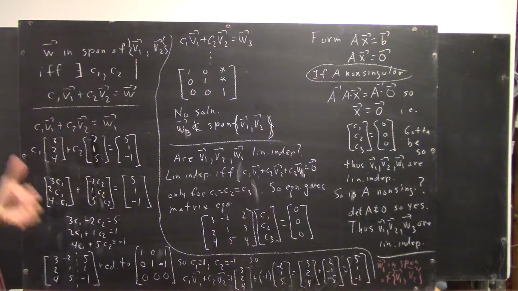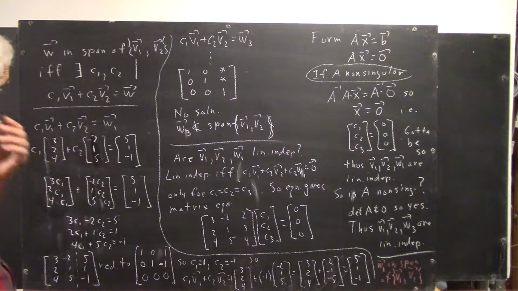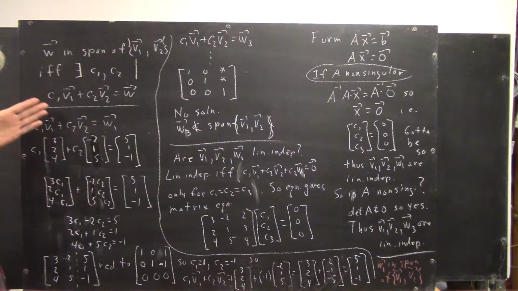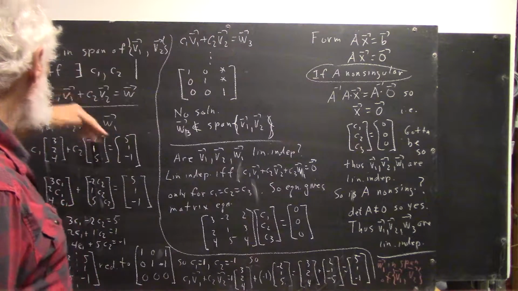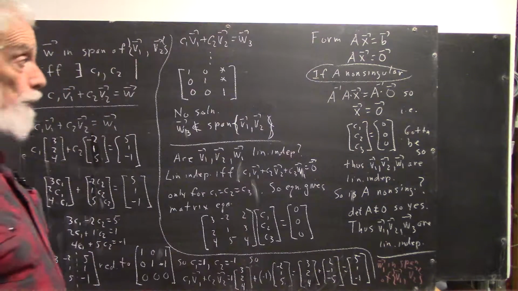So in a real situation, your numbers are going to be a little more complicated, and you're just going to have to do this. Okay. Anyhow, that's how you determine if a vector is in a span of 2 other vectors.